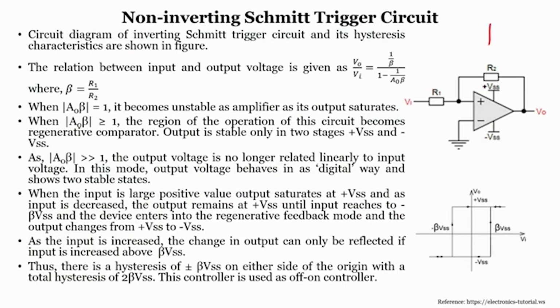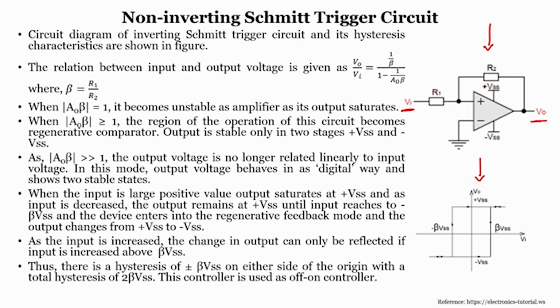As you can see here, the input voltage is applied to the non-inverting terminal. There is a regenerative feedback, positive feedback, and the hysteresis characteristics of this particular circuit is shown here. The relation between output voltage and input voltage can be given by V_O / V_I = (1/beta) / (1 - 1/(A_O beta)), where beta is nothing but R1 / R2.